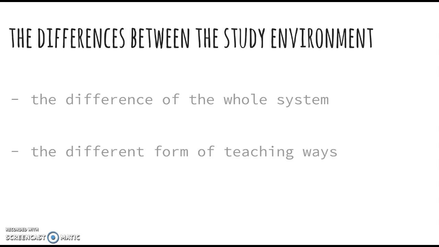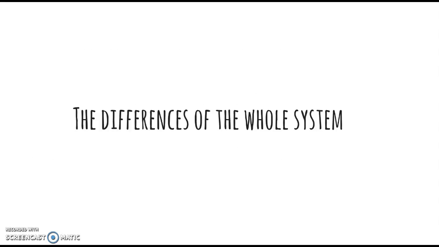Then I want to introduce the differences between the study environments, and there are two types of differences: the system difference and the teaching difference. And I am mostly basing this on the differences between Chinese schools and US schools. First, I want to introduce the system difference.